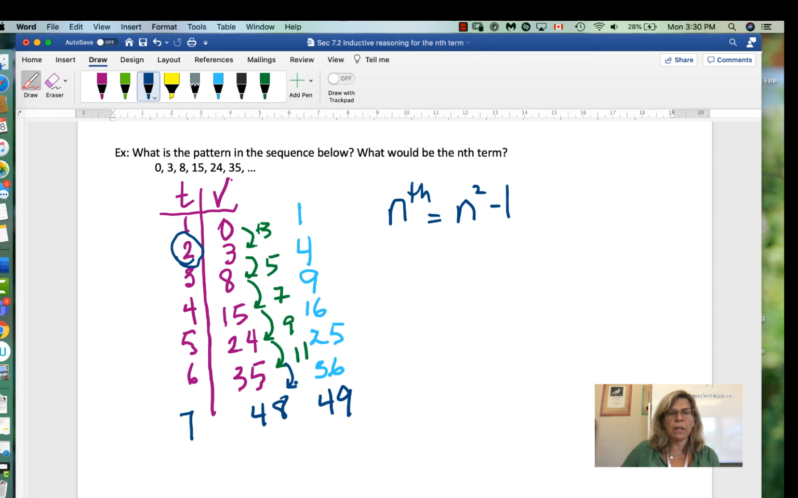So 11 and 13, let's see. 35 and 13 is 48. So it does work, at least initially. We can't prove it clear to the end, but I think it is a substantial possibility that it's the right thinking. So the nth term would be this formula.